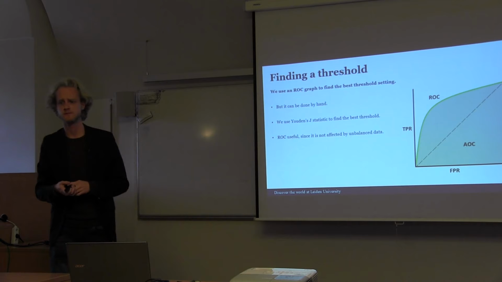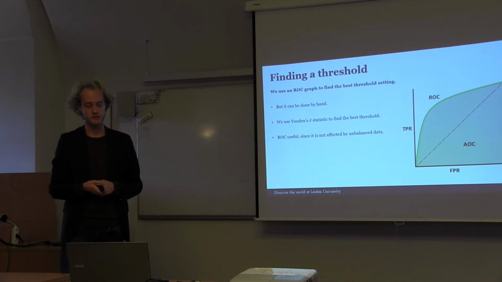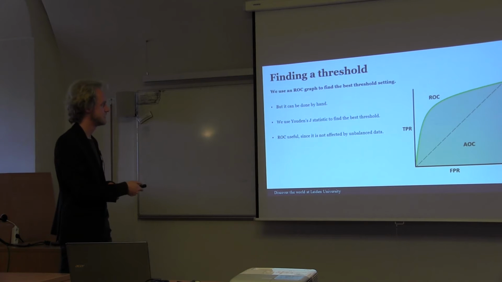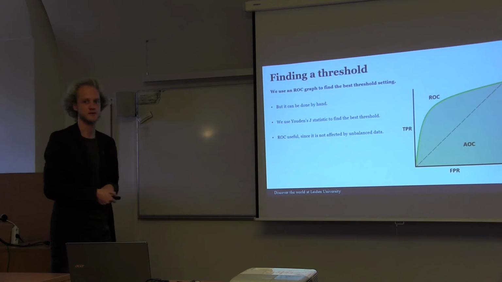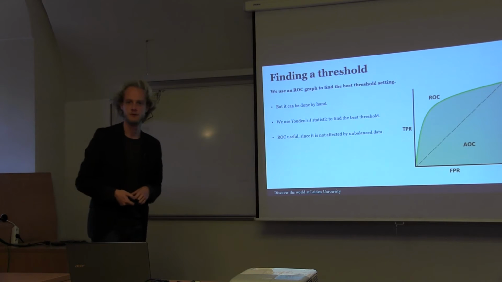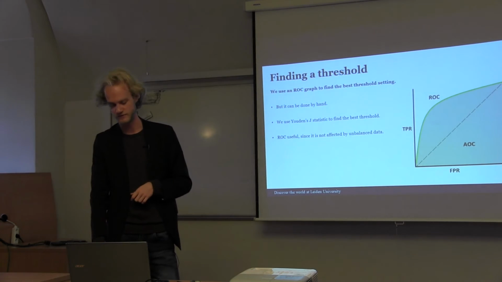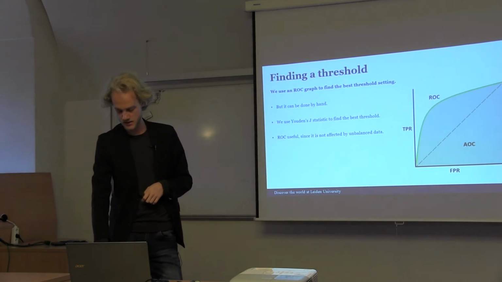And it's very useful, it's very practical because it is not affected by unbalanced data. And the performance of a classifier is then measured by the area under the curve. The bigger that is, the better it works, right? Which is between 1 and 0.5. If it is 0.5, then it is just chance level. Okay.